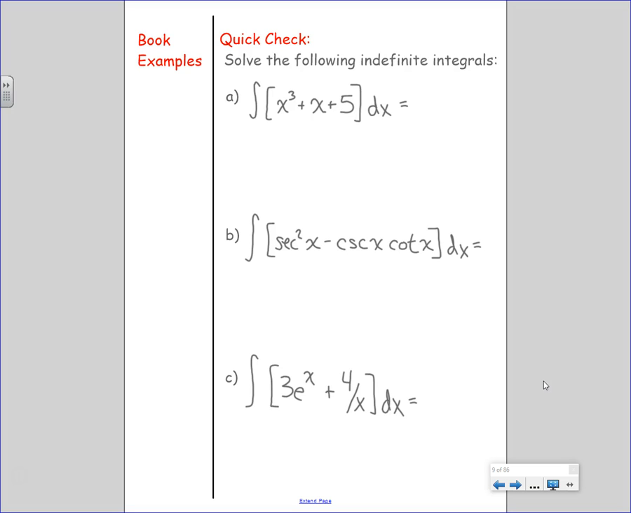High five, everyone who did that. That was the first step. Okay, ln absolute value. Alright, so we'll move on to this next one.